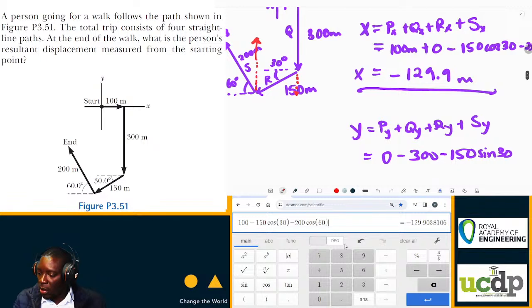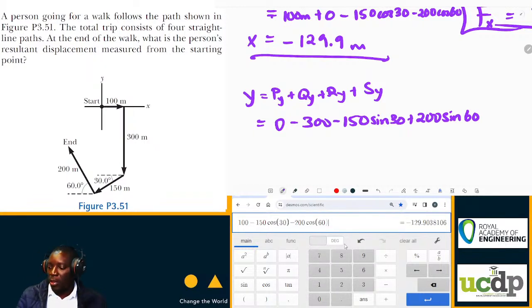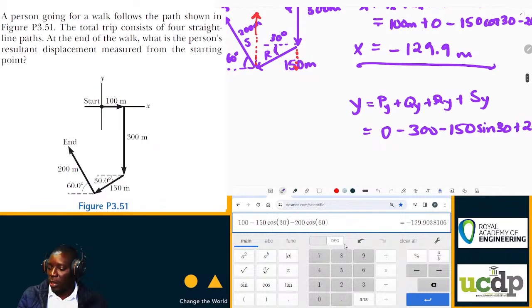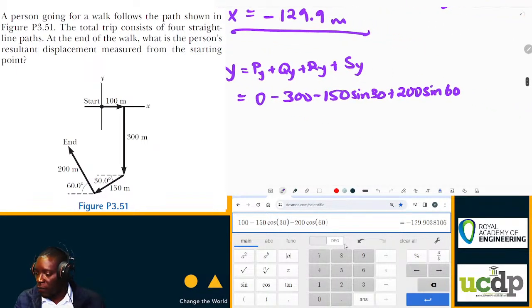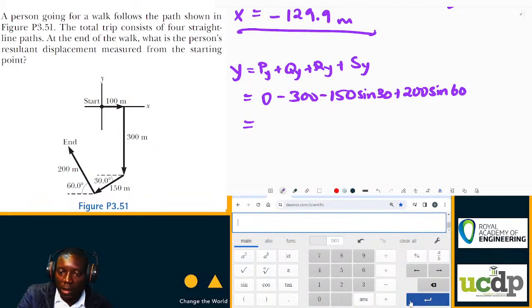And it's 200 sine 60. That would be 200 sine 60 plus 200 sine 60. So that's how you can now deal with it to work with the angles that are already given without complicating it any further. So what that means is we have minus 300 minus 150 sine 30. So we can start another one, negative 300 minus 150 sine 30.